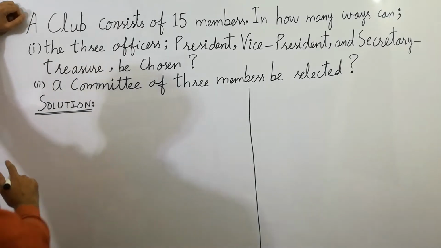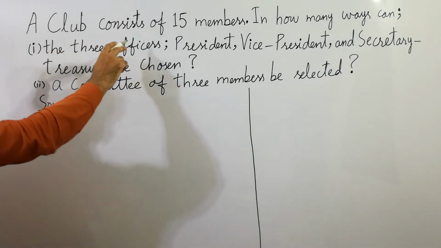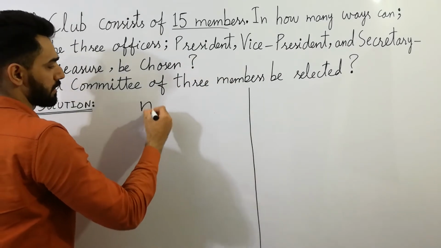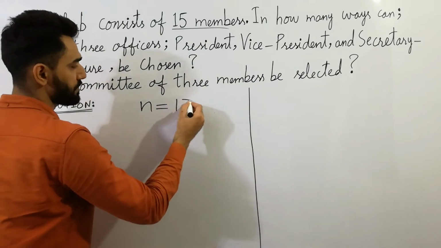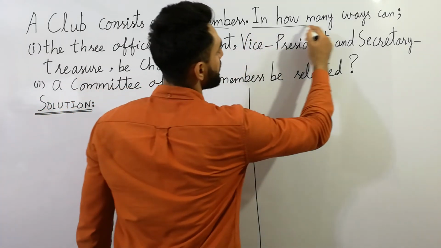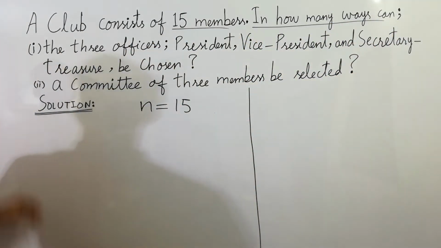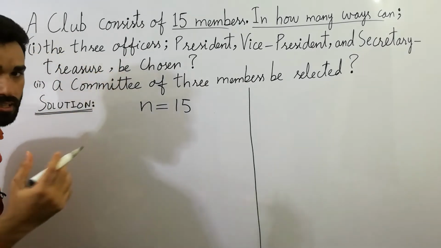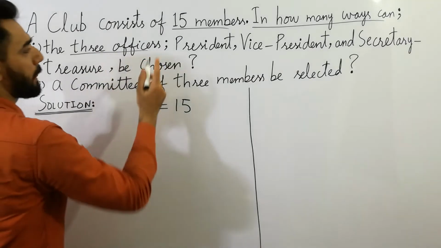So the problem is here: a club consists of 15 members. So here the total members, n, is equal to 15. This is the first step. And next, in how many ways can the three officers be chosen? There are three officers, president.